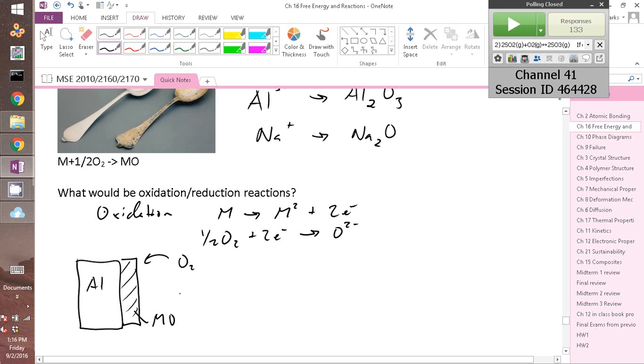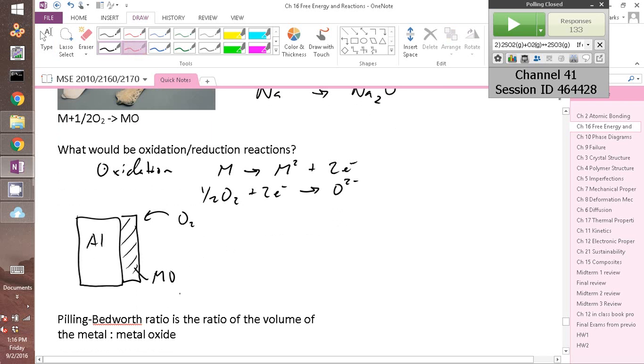That can be formed one of 2 ways. It's going to form just by the first reaction. It can grow one of 2 ways. It can grow by either oxygen, O2-, moving through the scale, or your metal ions diffusing out to the surface, right? One of those things has to happen, okay? And electrons would have to go that way.